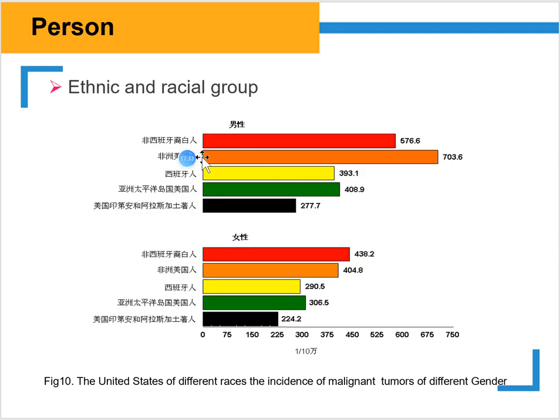Figure 10 is the United States of different races, the incidence of malignant tumors of different gender. The above is the incidence rate of malignant tumors in different racial male groups. The below is the incidence rate of malignant tumors in different racial female group.